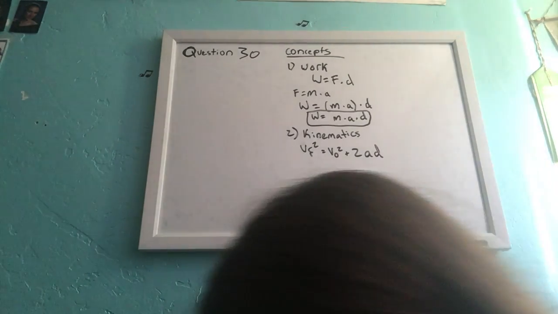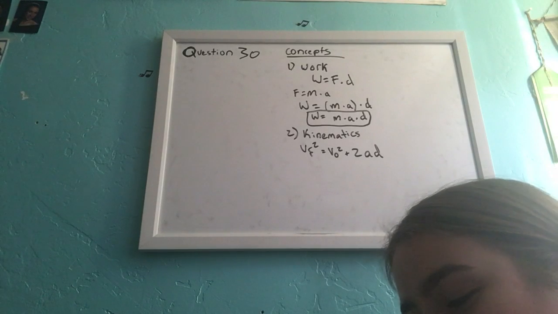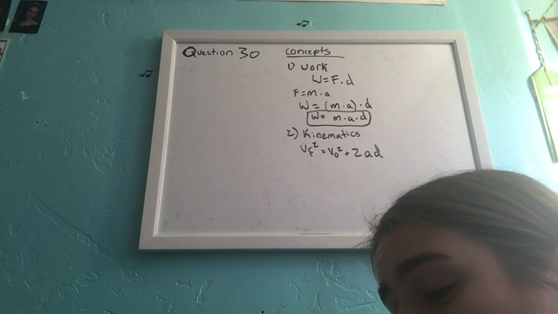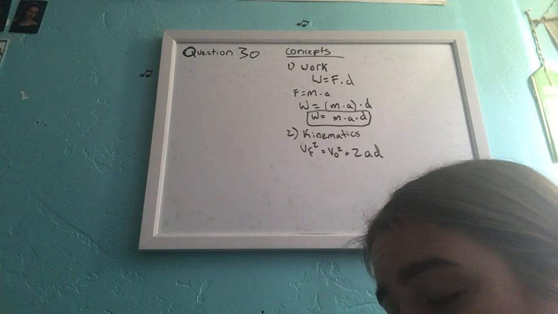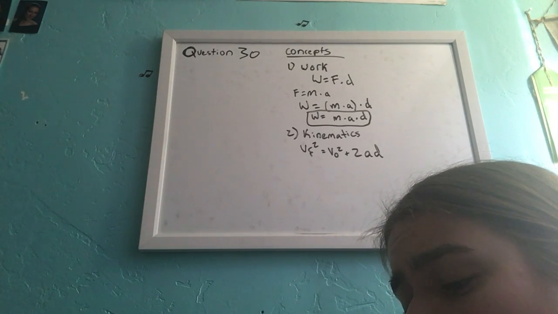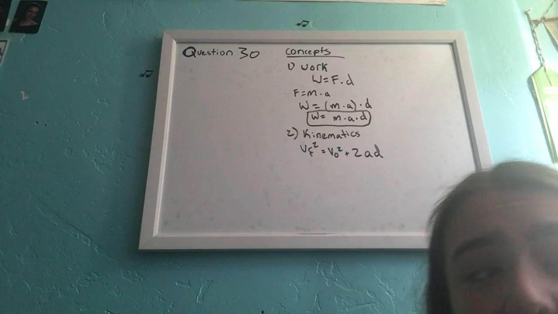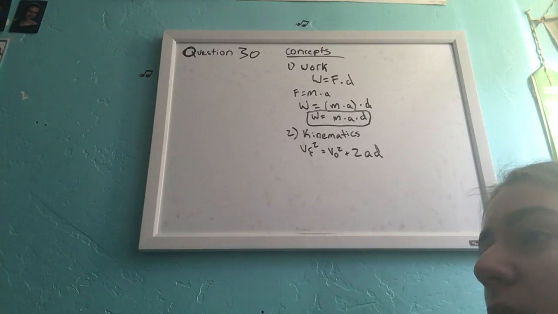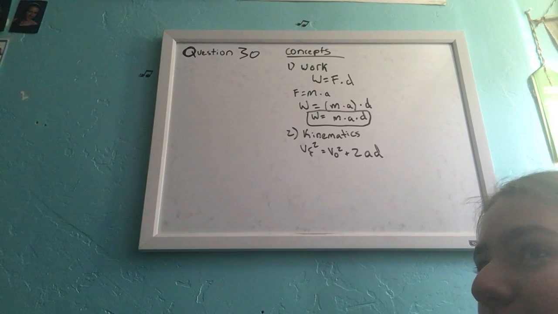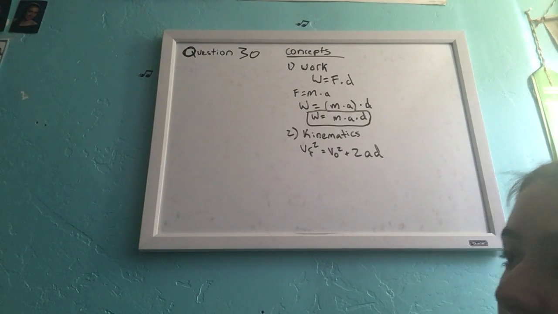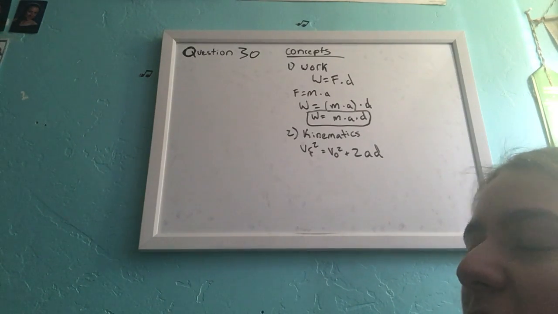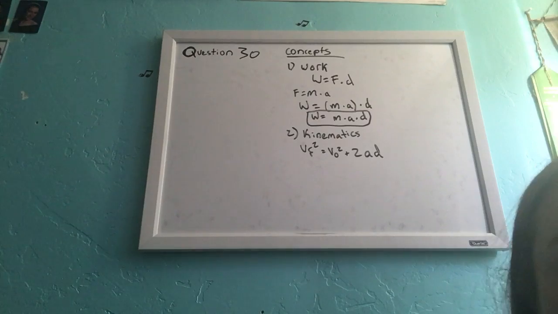Okay, so now I'm going to read question 30. How does the work required to accelerate a particle from 10 meters per second to 20 meters per second compare to that required to accelerate it from 20 meters per second to 30 meters per second? To do this, I'm going to break it up. I'm going to find the work required to accelerate it from 10 to 20, and then do it from 20 to 30, and then compare them and see if it's less or more or the same.